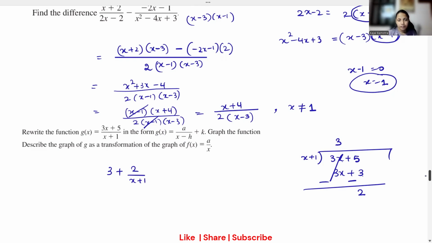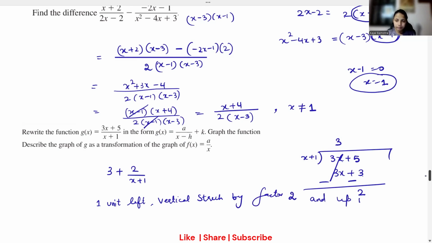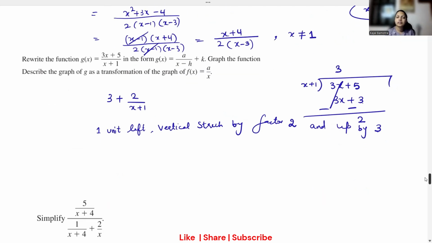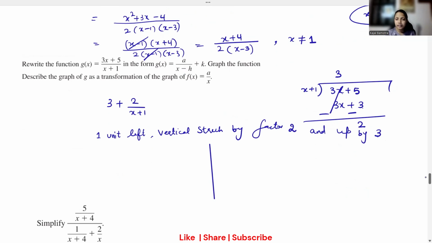Now compare it. If you compare with a over x, or you can say 1 over x if you want to compare with that. A over x or 1 over x. So what are the transformations? It is 1 unit left, vertical stretch by factor 2, and up by 3. This is okay. You can find it, you can draw its graph.